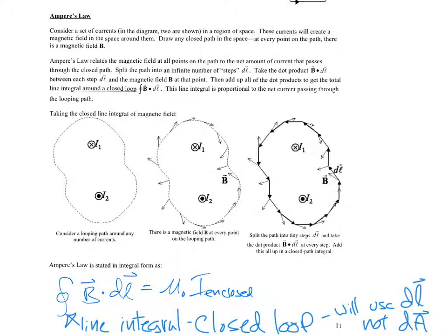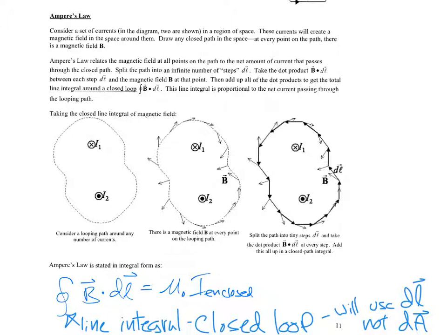So the integral form is the line integral of the magnetic field, dot product with your little line element, is mu naught times the enclosed current. This is a line integral. It looks the same as a surface integral. We talked a little bit about line integrals last semester in mechanics. And we can know the difference between a line integral and a surface integral by looking here. dl, that's for a line. dA would be for an area integral.